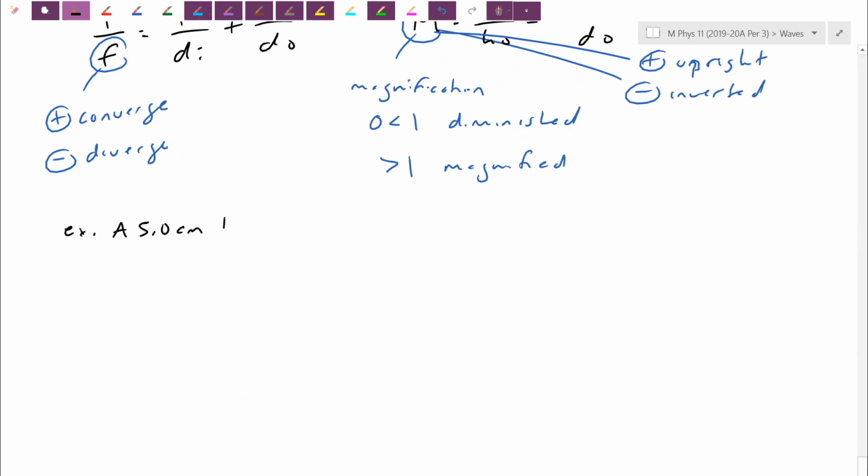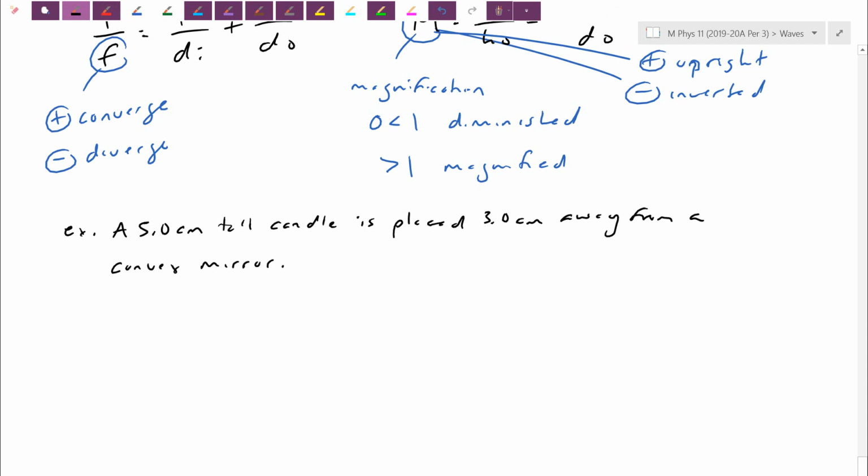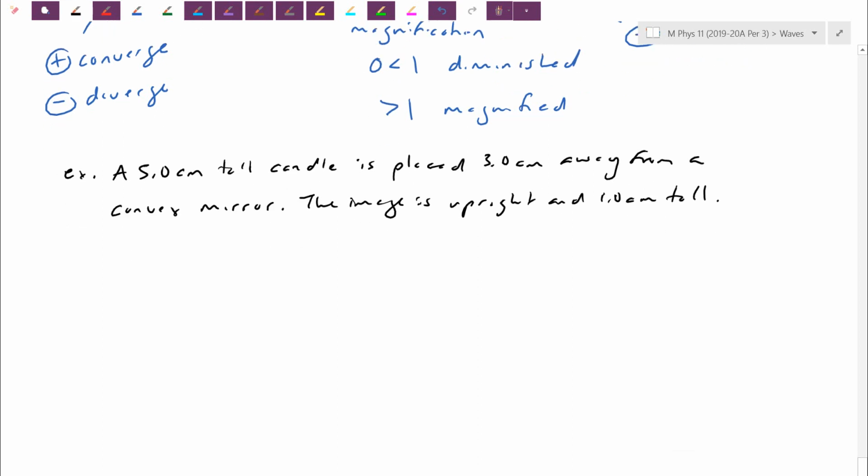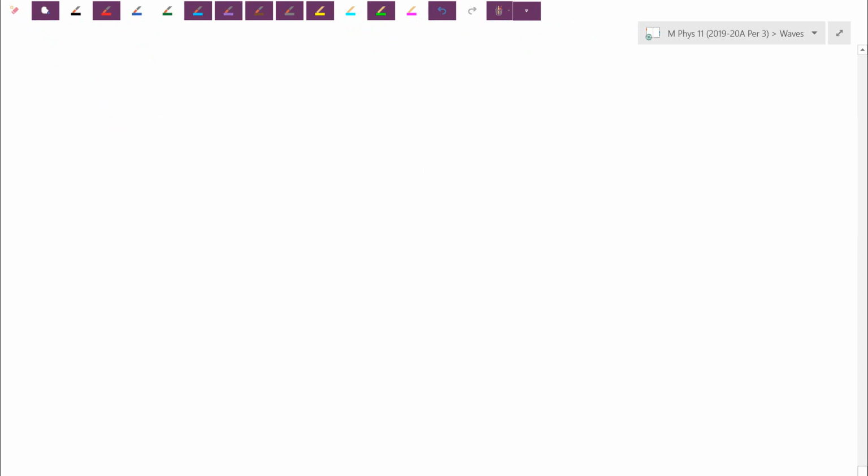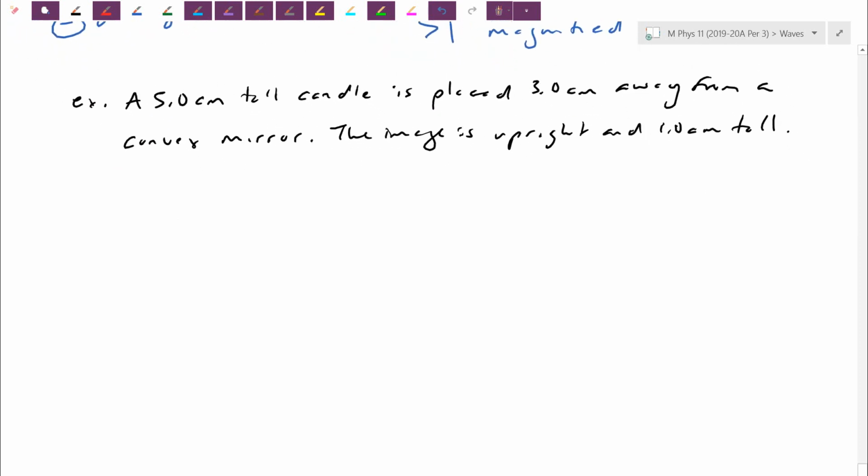A 5 centimeter tall object or candle is placed 3 centimeters away from a convex mirror. The image is upright and 1 centimeter tall. All right, so the image of the candle is upright. It's still the same orientation, but it's a little bit smaller.